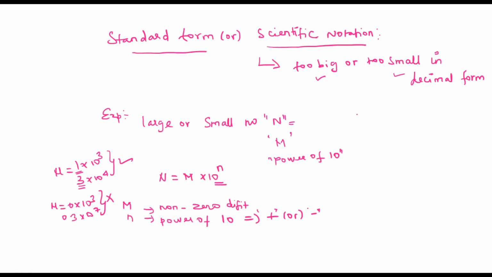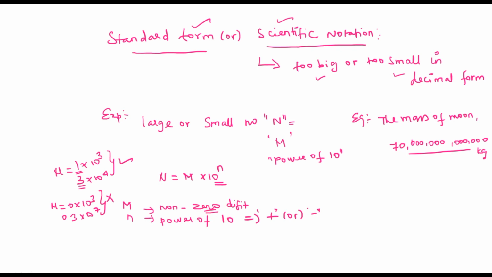For example, if you take the mass of the moon, it can be written approximately as 7 followed by a string of zeros, in kilograms. So how to write this in scientific notation or standard form? The first number should be a non-zero digit.